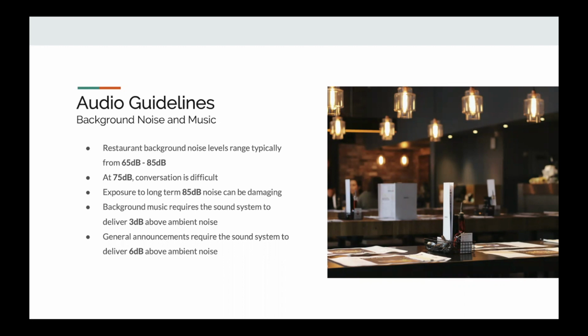You also want to set any microphone level for general announcements 3 dB above that, so it should be 6 dB above ambient noise, so that it draws people's attention to the announcement rather than becomes part of the background music. And as I said, you would use audio ducking or audio mixing to fade or reduce the background music while those announcements take place.